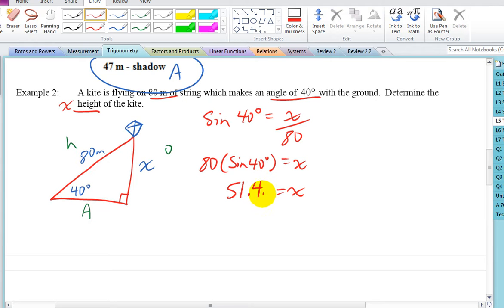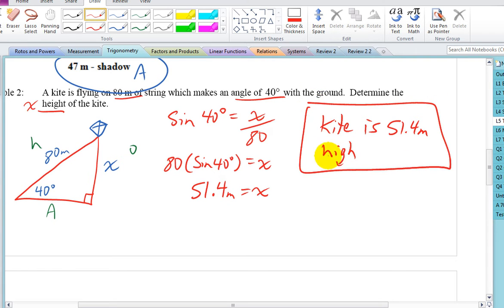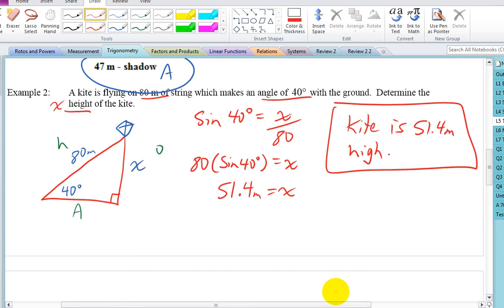And that'll be meters. Now it is a word problem, so we want a quick sentence. Kite is 51.4 meters high. The quick sentence helps us make sure that we're answering the question. Thumbs up, down, in the middle. What would you say? Okay, straightforward.